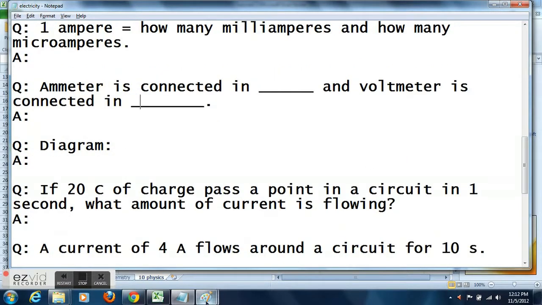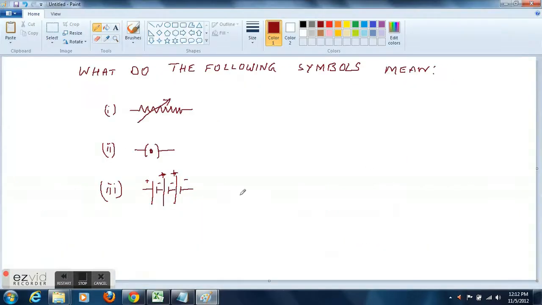Next question I will explain through a diagram. The first one, what does this symbol represent? Number 2, what does this symbol represent? Number 3, what does this symbol represent?